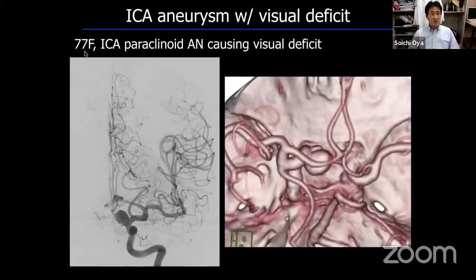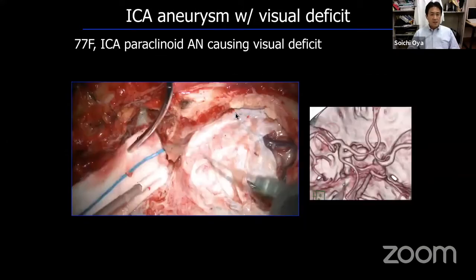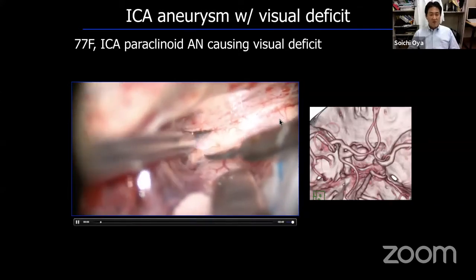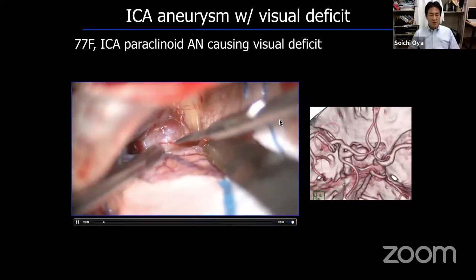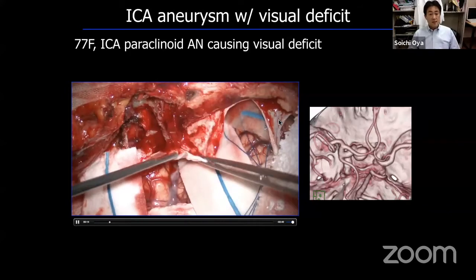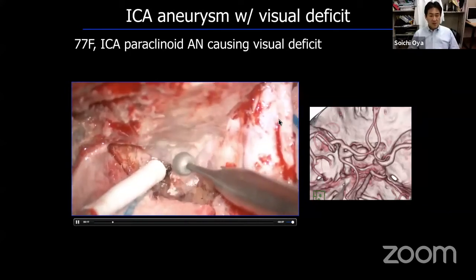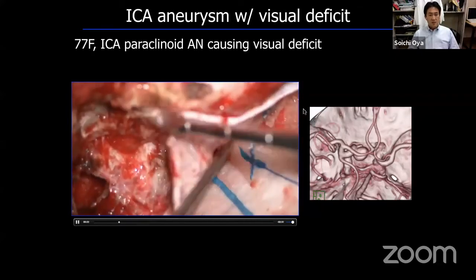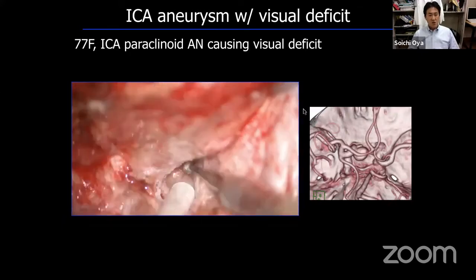And this patient was a 77-year-old lady complaining of left side visual deficits caused by the ICA paraclinoid aneurysm here. So this is the left side approach. And let me show you how I confirm the location of the aneurysm first before I actually perform the extradural drilling of the sphenoid bone. And then I'm drilling the sphenoid wing. And I can just repetitively check the location of the aneurysm like this.